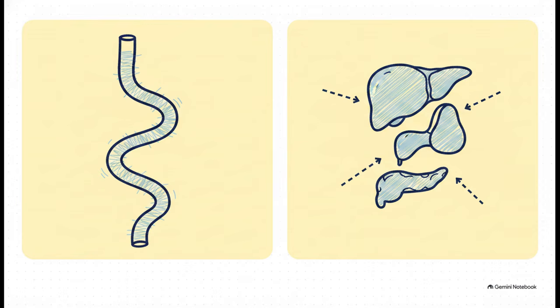But on the flip side, we have the accessory digestive organs. These are your teeth, tongue, salivary glands, liver, gallbladder, and pancreas. Now, besides your teeth and tongue, food doesn't ever actually go inside these accessory organs. Instead, they act as the ultimate helpers. They secrete all the necessary chemicals and enzymes right into the GI tract to break your food down.